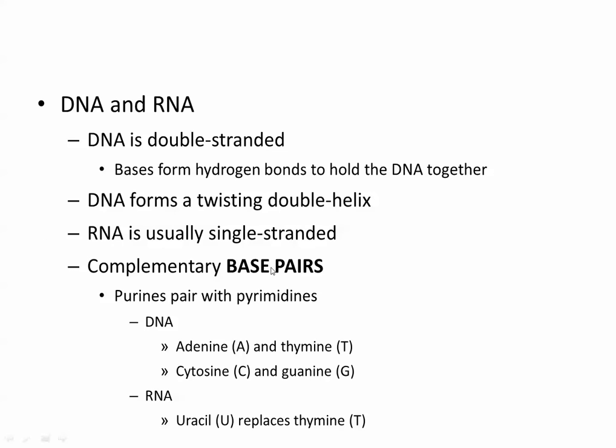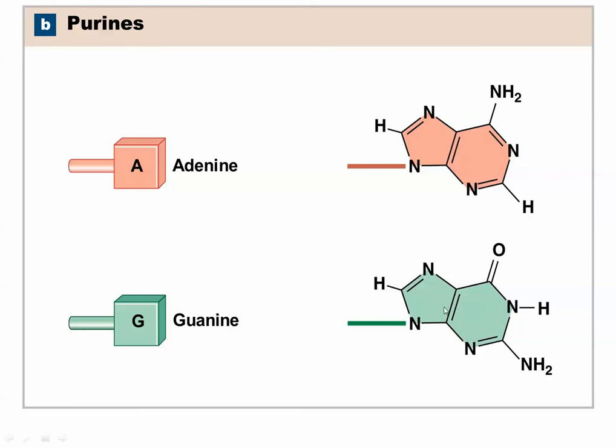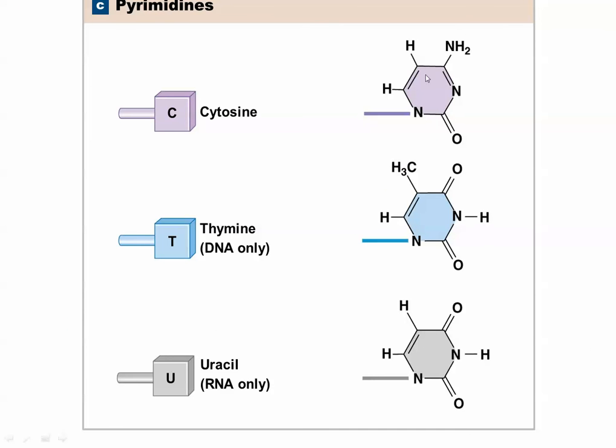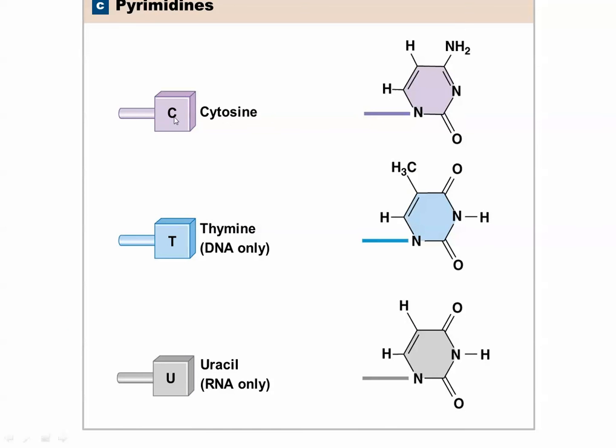Now we have in DNA what we call complementary base pairs. So purines always pair with pyrimidines, and that's a size issue. You can see that if you had two of these, they wouldn't really fit in the space between the helix of the DNA. So you have always purines pairing with pyrimidines, but more specifically, you have adenine always pairing with thymine and guanine always pairing with cytosine.